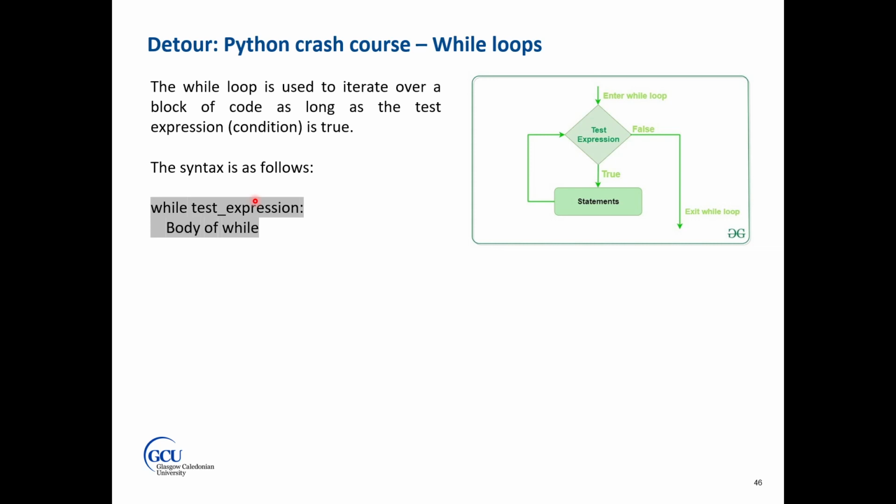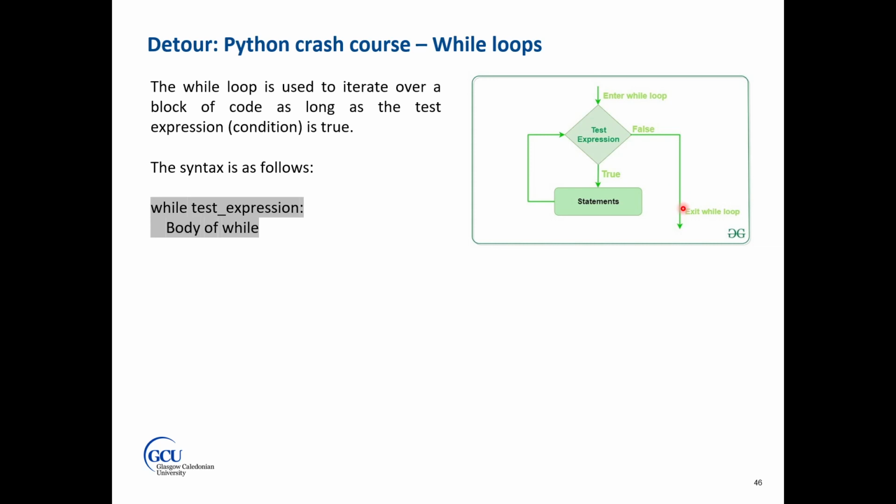So let's go to the last bit of programming that we are going to do today, which is the while loop, which is one of the most basic elements in any kind of programming language. And I think it's more or less what it says here. The while loop is used to iterate over and over again over a block of code as long as the test expression condition is true. So we enter the while loop, we test the expression. If the expression is true, we execute the statements and we test the expression again. If the expression is false, we exit the while loop.